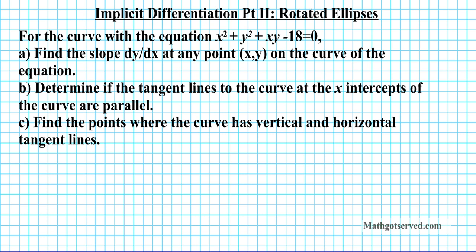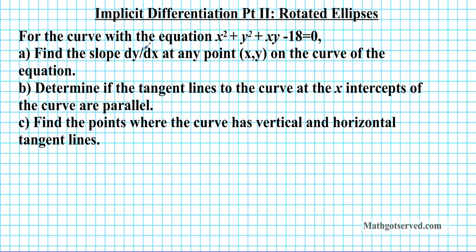Good day, students. In this clip, we're going to be going over an example on how to use implicit differentiation to describe the tangent lines at different points on the curve of a rotated conic section. So let's go ahead and take a look at the problem.